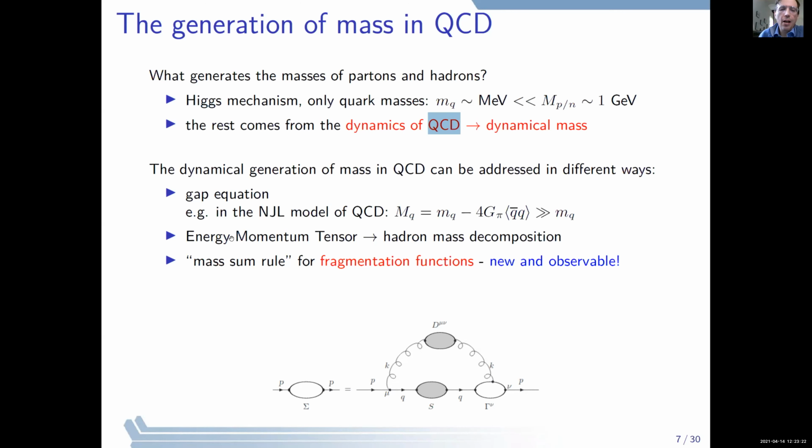QCD. One can have a look at the energy momentum tensor and even have a hadron mass decomposition analogous to the spin decomposition. And we will hear a lot about this, I think, just in the afternoon or tomorrow. And finally, what I want to talk about today is this mass sum rule for fragmentation functions, which is a new feature and observable experimentally.